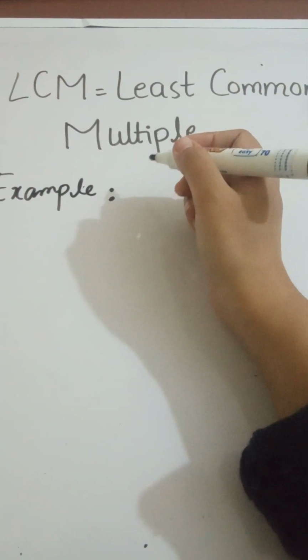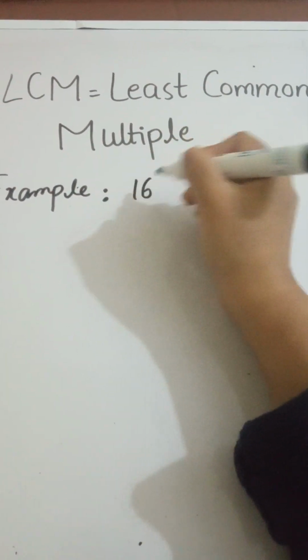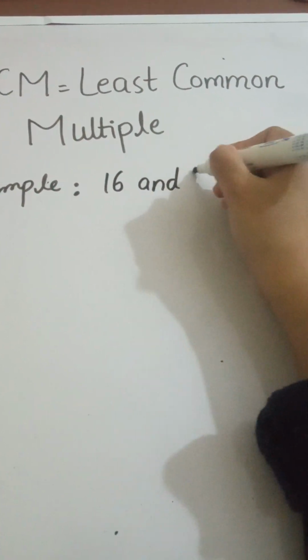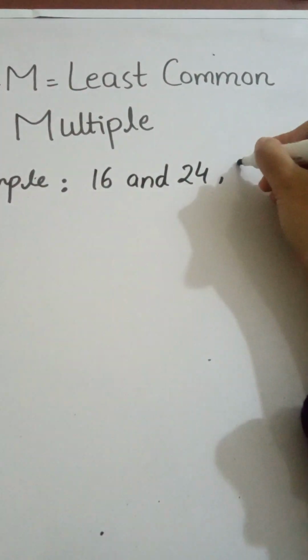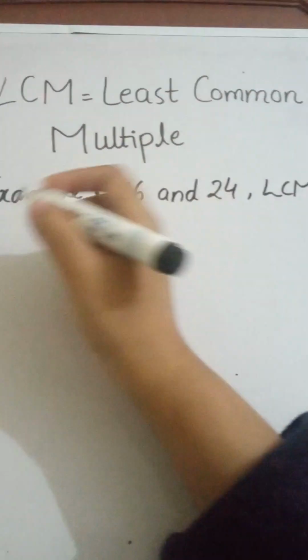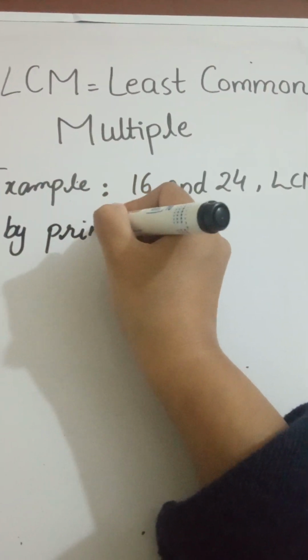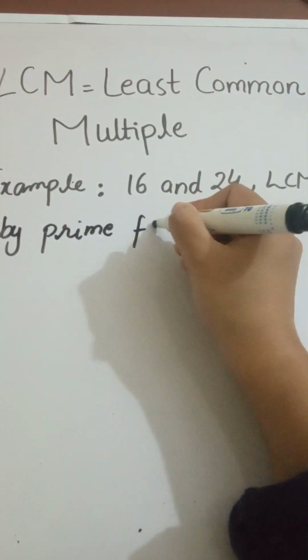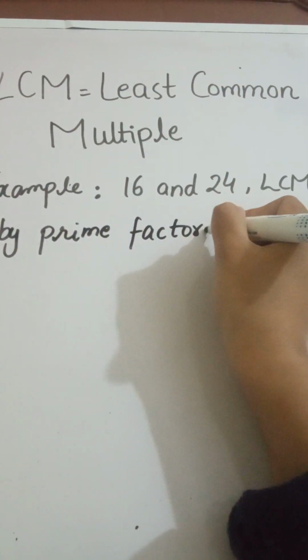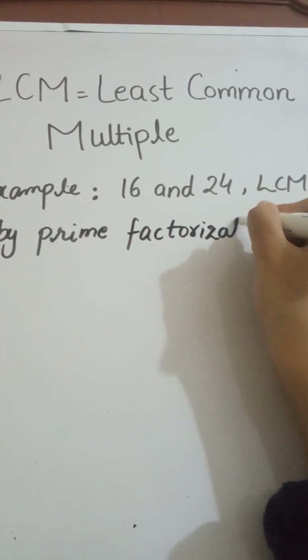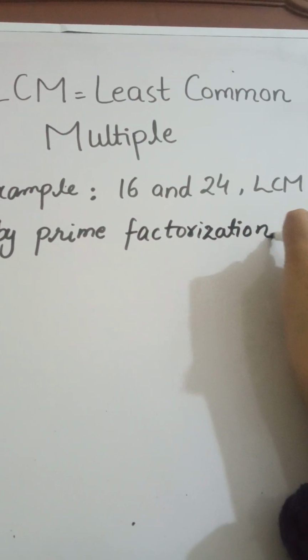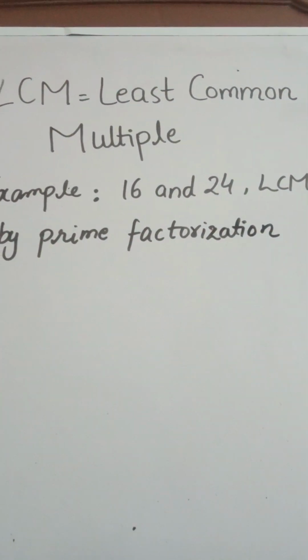For example, I have 16 and 24. I have to find the LCM by prime factorization method. If you don't know what prime factorization is, you can go to my channel and watch the videos regarding prime numbers and prime factorization. In brief, I'll explain in this video what prime factorization is.